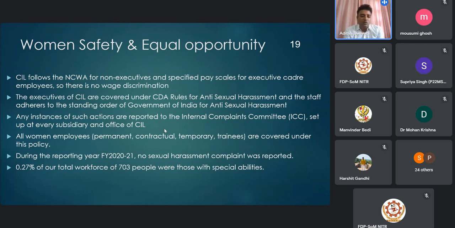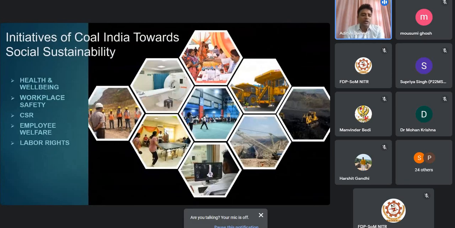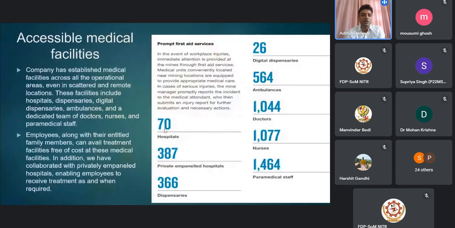0.27% of our total workforce, 703 people, were those with special abilities, and as per government norms, we are providing facilities to our especially able employees. We are majorly working in health and well-being, workplace safety, CSR, employee welfare, and labor rights. In terms of social sustainability, these are the major aspects we are reporting on.